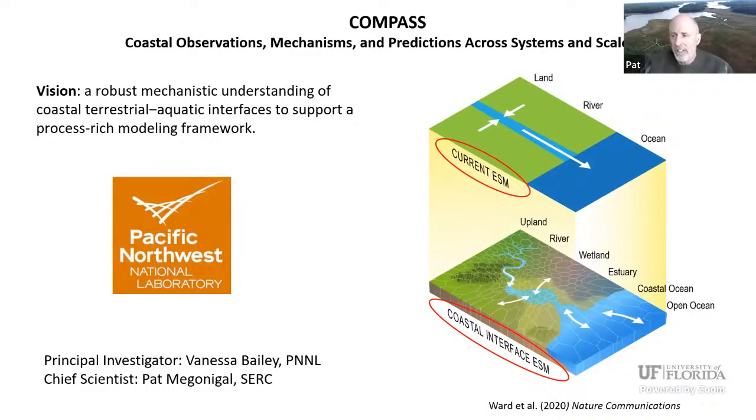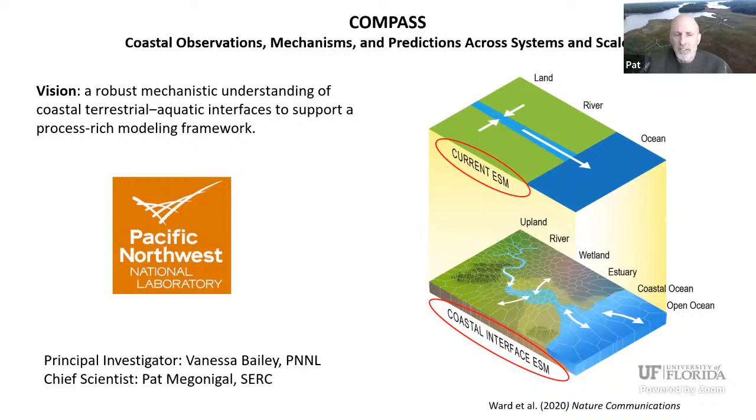I want to take this opportunity to introduce a new project called COMPASS. You can see what that acronym stands for below. The vision of COMPASS is a robust mechanistic understanding of coastal terrestrial aquatic interfaces to support models. And the figure on the right shows the point of this: when you look at current Earth system models, they basically connect land to ocean with a giant pipe that they call a river. We know that's too simplistic and we're missing important globally relevant carbon processes when we do this. Below is what we would like it to look like, where the river includes things like estuaries, where the estuaries interact with the adjacent land and wetland and influence coastal processes that way.